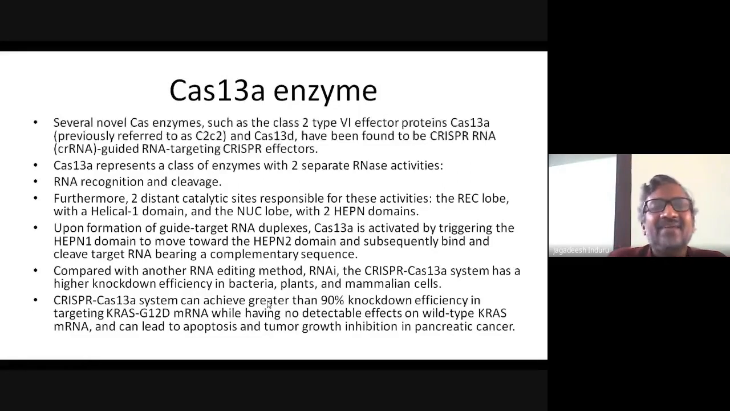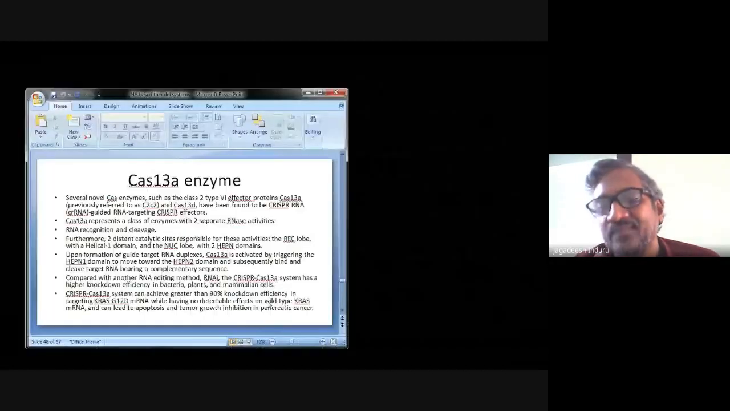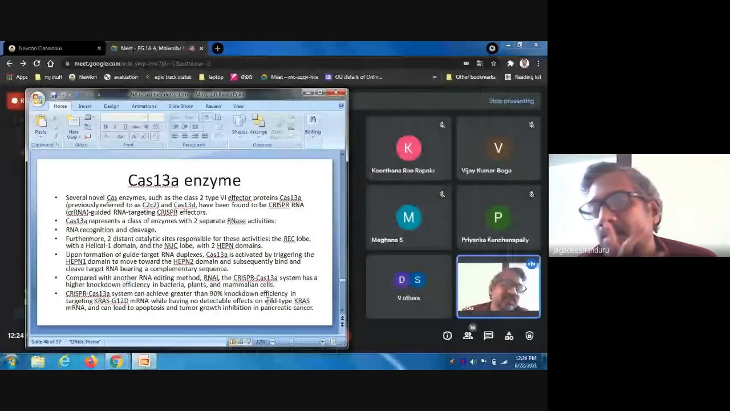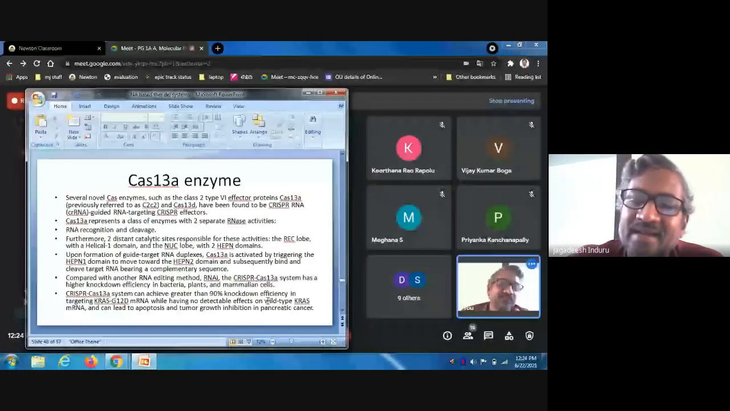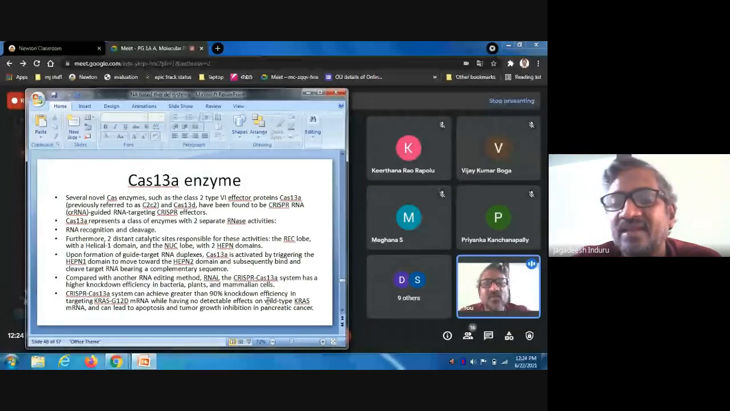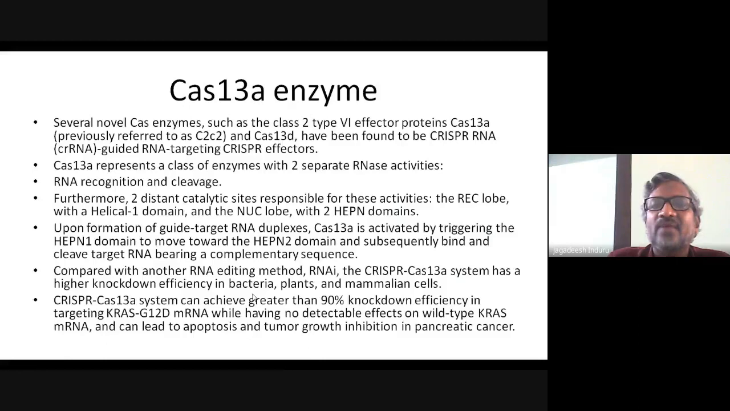This 13A has a specificity to the RNA. Previously what we have seen, Cas9, has got a specificity towards the DNA. So for DNA related modifications, this is a good thing, for a virus which is a DNA virus or for DNA mutations. Similarly, you have got Cas13A, Cas protein 13, previously found in the CRISPR RNA guided RNA targeting the CRISPR effectors.